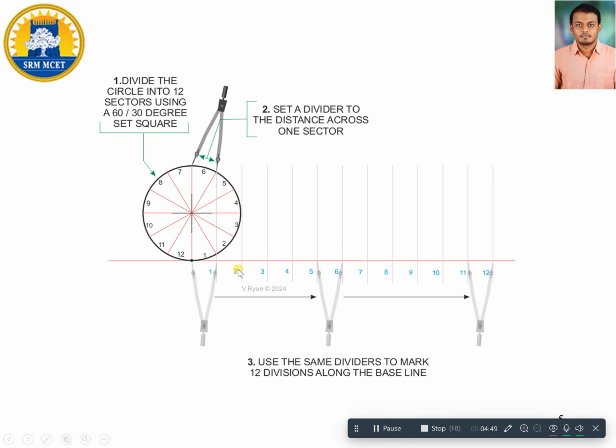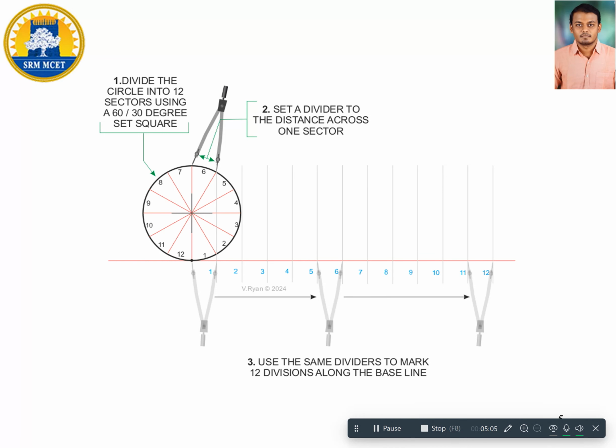Using this gap, I am going to divide the baseline into 12 equal divisions. If we do so, the baseline will also be divided into 12 equal divisions as we have done for the circle. So that is the purpose of using the divider.